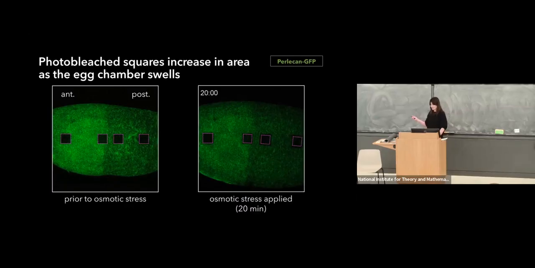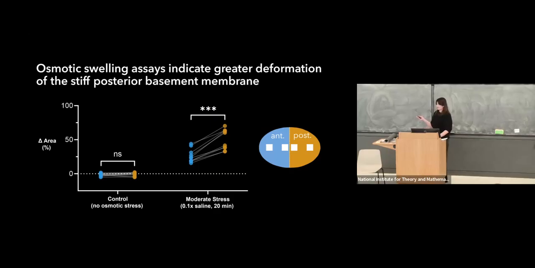After about 20 minutes of this osmotic stress, I've overlaid the original sizes of those marks onto that 20-minute stress time point. And what I started to notice is that, contrary to what I expected, the marks in the posterior region, that stiffer matrix, looked bigger, which was kind of confusing to me. And this is a trend I saw really consistently.